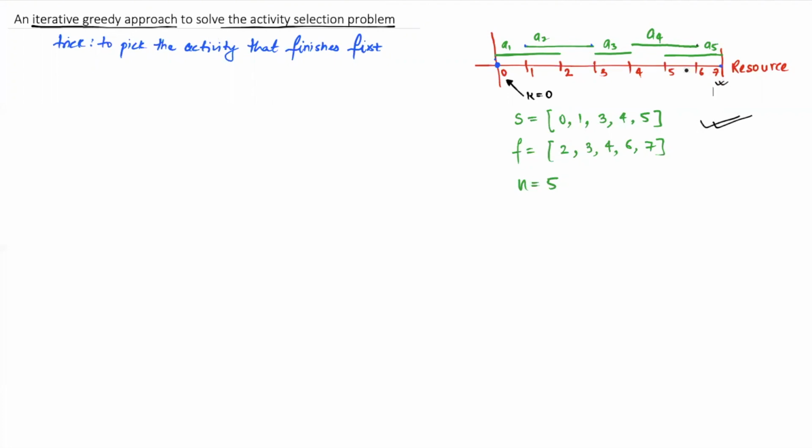Once again, say we have an activity selection problem that looks like this. Here's our resource, and then we have 5 different activities fighting for the resource. S represents the start times of the activities. F is the list of our finish times. We have n equals 5 as the total number of activities.